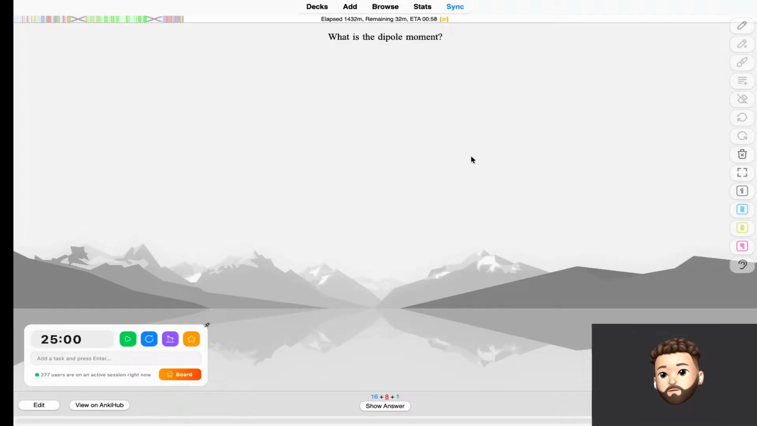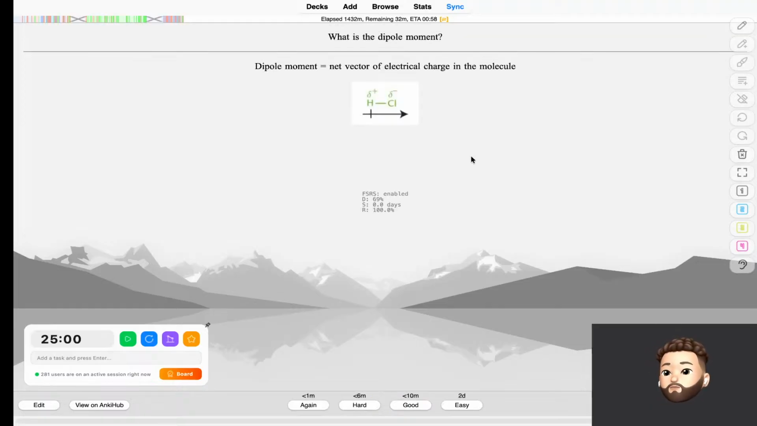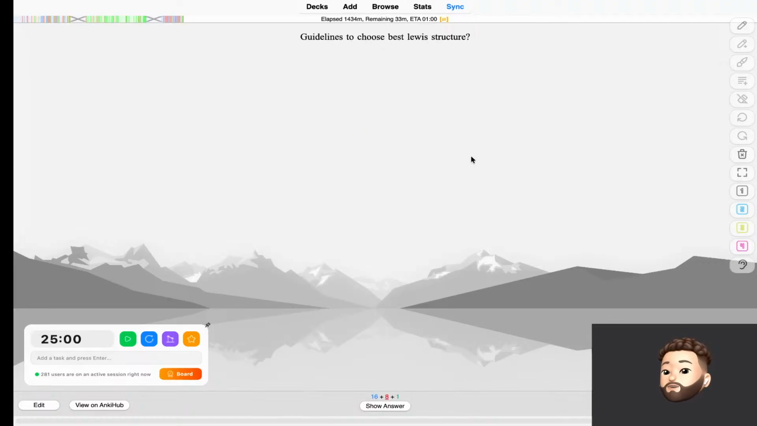What is the dipole moment? It's gonna be the net vector, describing the distribution of partial charge. I'm gonna say that's okay.